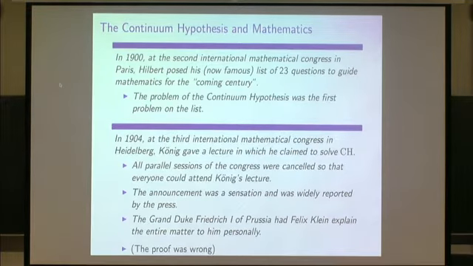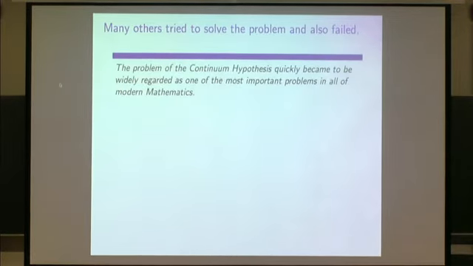Okay, so I don't know how Felix Klein dealt with that little issue, but all right. So many others tried to solve the problem, and they also failed. Hilbert thought he had a solution for 2 years. The problem of the continuum hypothesis quickly came to be widely regarded as one of the most important problems in all of modern mathematics.